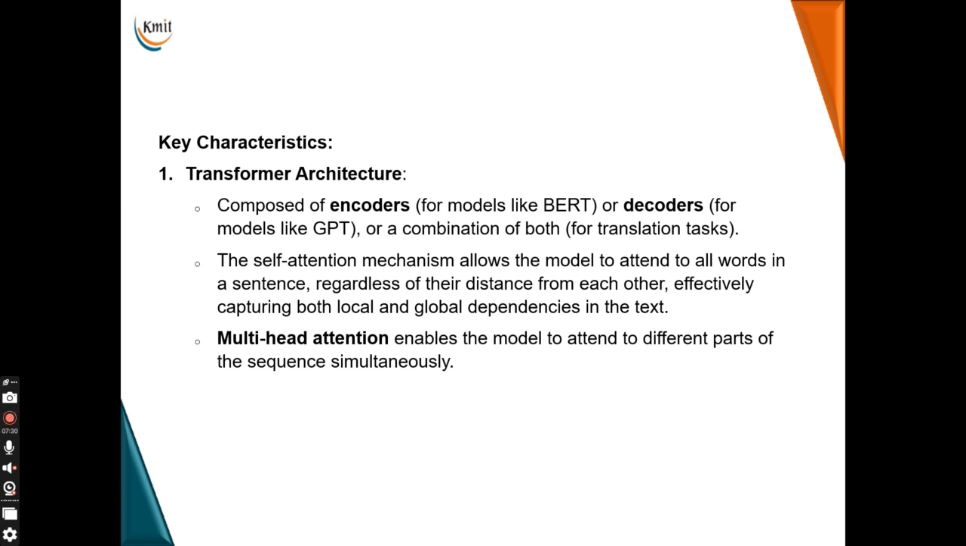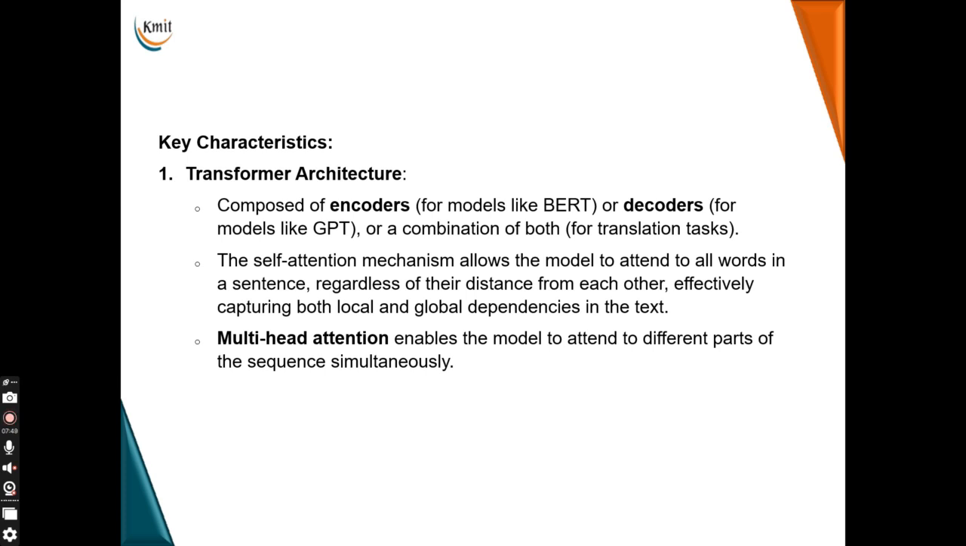What type of dependencies can it identify? It can identify both local and global dependencies. And multi-head attention, which enables the model to attend to different parts of the input sequence simultaneously.